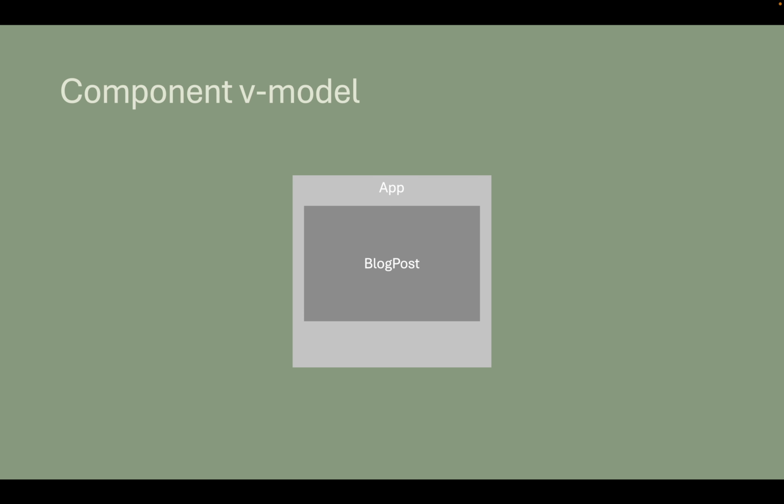Of course, the blog post component can emit this event with the new blog content value and let the app component make the update. Vue provides a shortcut for this. That is one of our old friends, v-model. v-model can be used on a component to implement a two-way data binding. Let's go to VS Code.